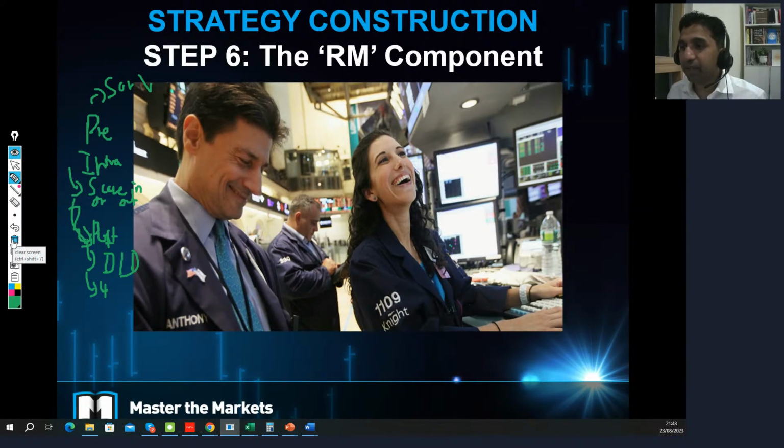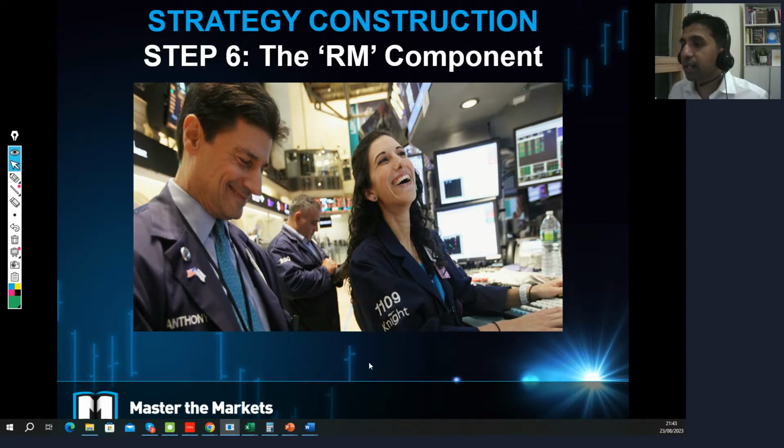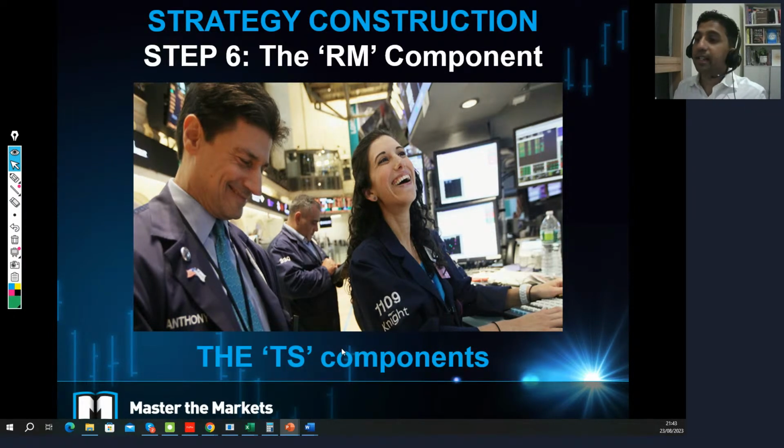All right, traders, right? So in our next one, what I'm going to be doing is looking at the TS components, putting it all together. That's what I'm going to be doing in step 7 in our next live stream on the strategy construction video series. I'm going to be looking at the trading TS components. What is the TS? I'm going to hold the suspense. I'm going to talk about it in the next one, but it's all going to put together all the 6 steps. So some of you who haven't watched the previous steps, go and do some catch up.